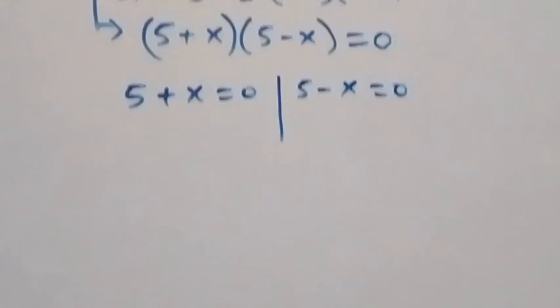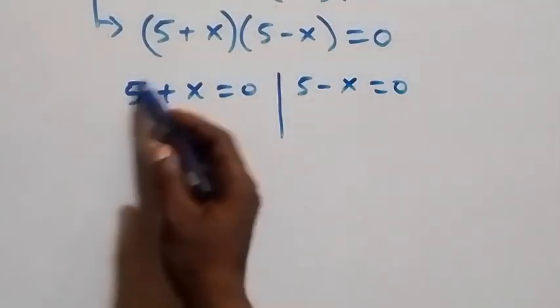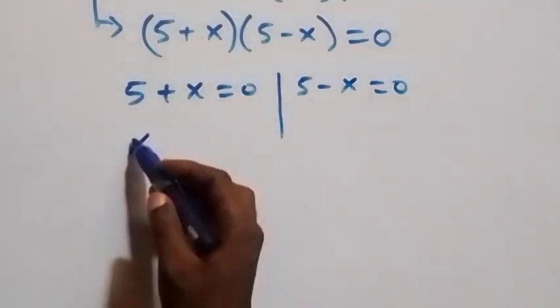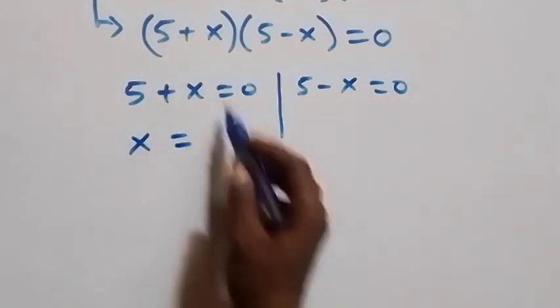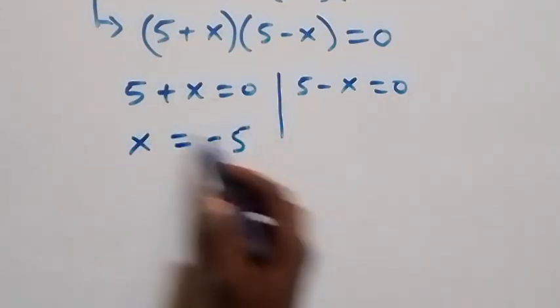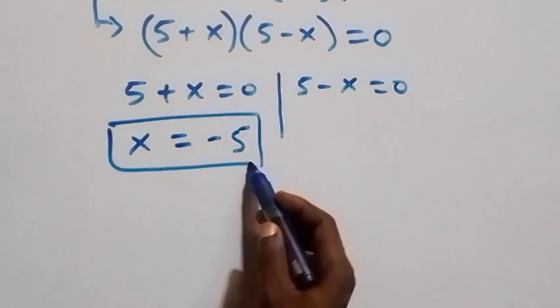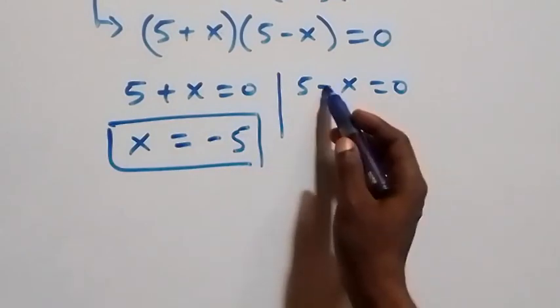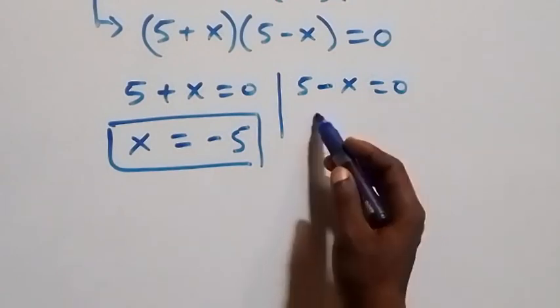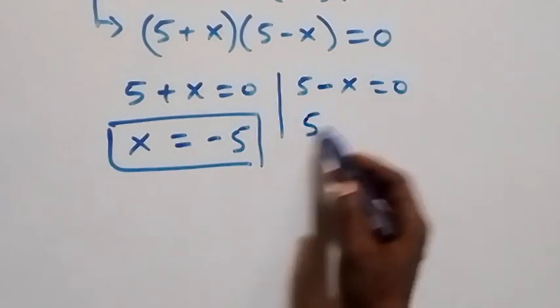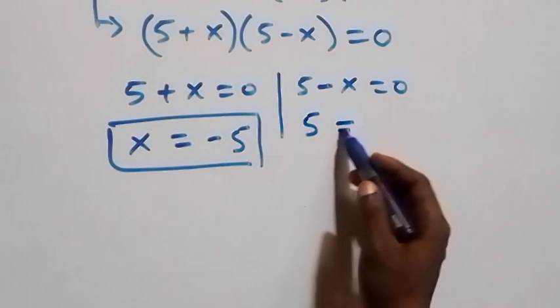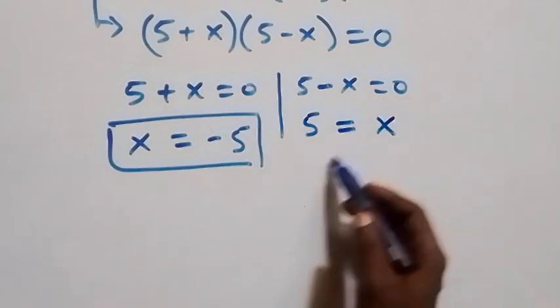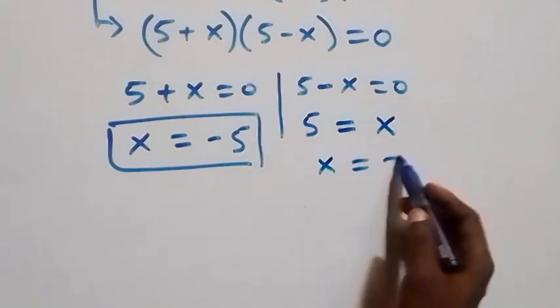And on this side, we can take 5 to the other side, and we have x now equals minus 5 from here. And here we have minus x, so we can separate minus x to that side. So we are left with 5, which becomes equal to x now, which is also x equals 5.